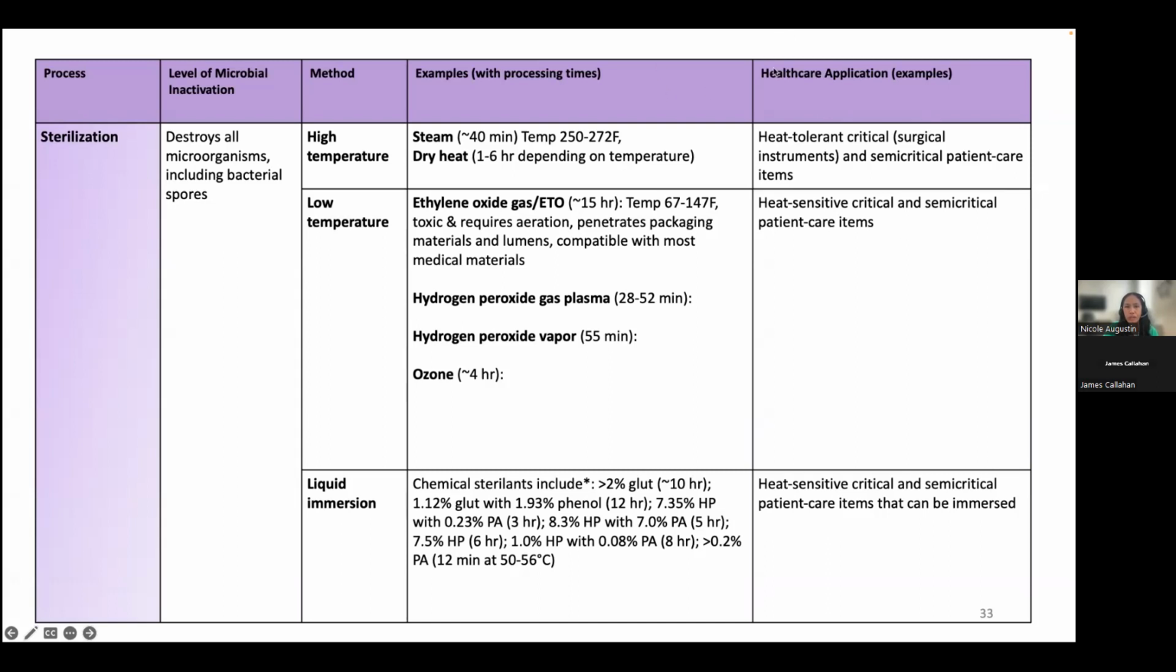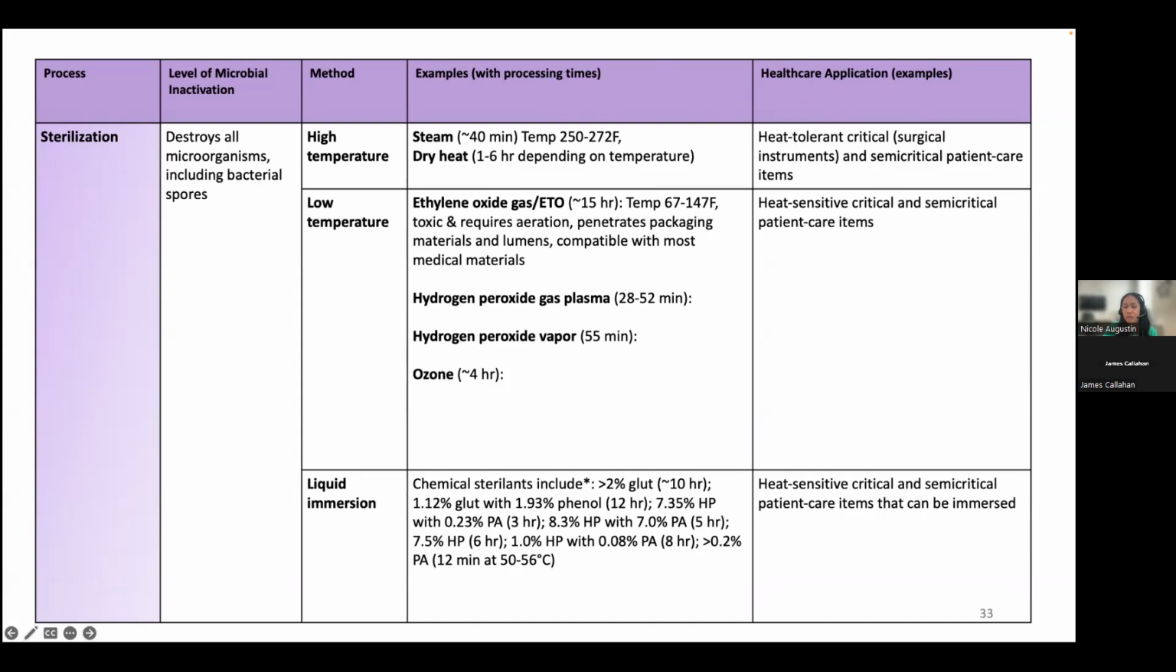So if you look at the wording here of an example, when it comes to high temperature, the only equipment that you can use are those that are considered heat tolerant. When you go to low temperature and liquid immersion, the wording is heat sensitive. Okay, so just always pay attention. Low temperature, as I mentioned, you start to use, for example, gas or vapor. And here is an example over here in this table.